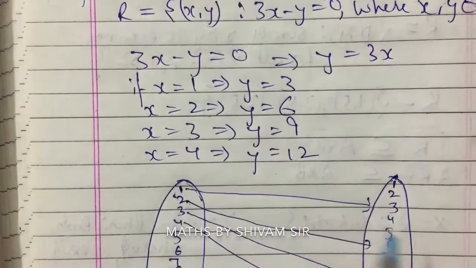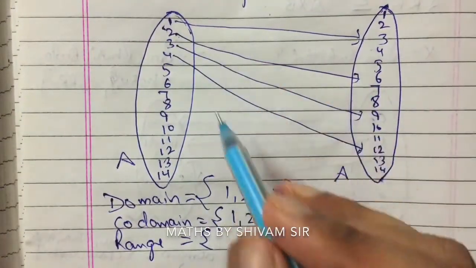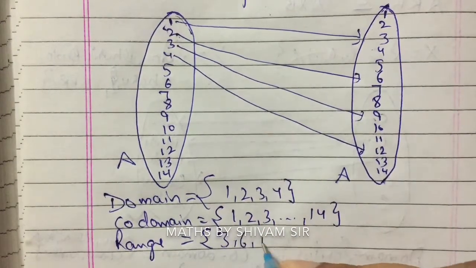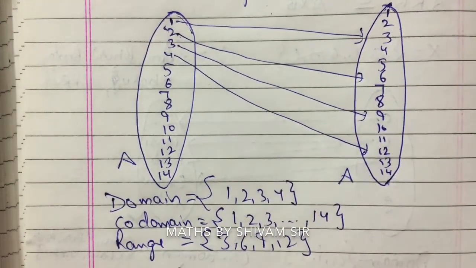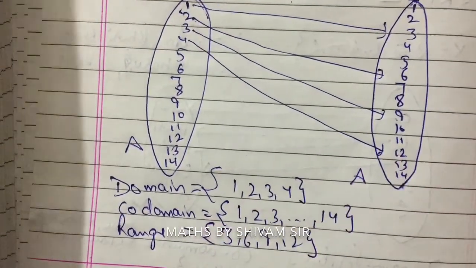From here also we can see 3, 6, 9, 12. So this is just to make you understand. You need not draw these arrows. So 3, 6, 9, 12. Right. So this is range. So I hope it is clear to you. Now let's move on to the next question.